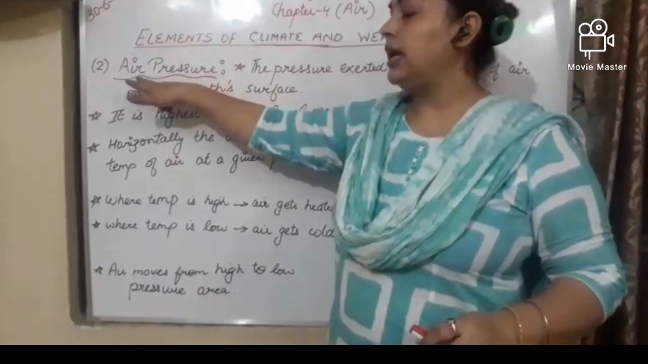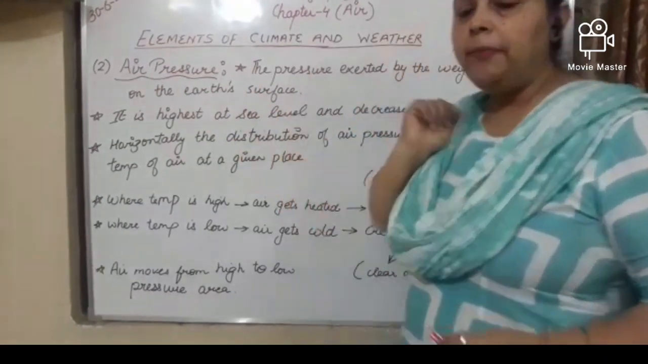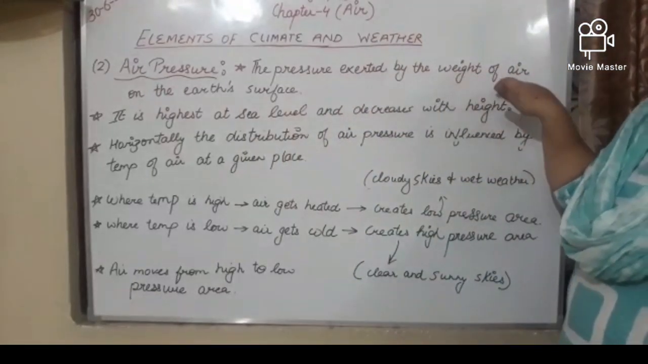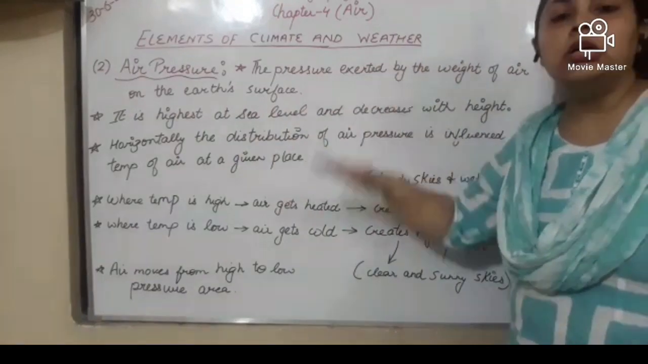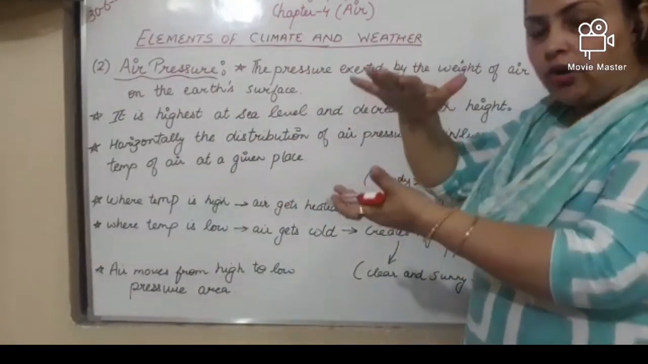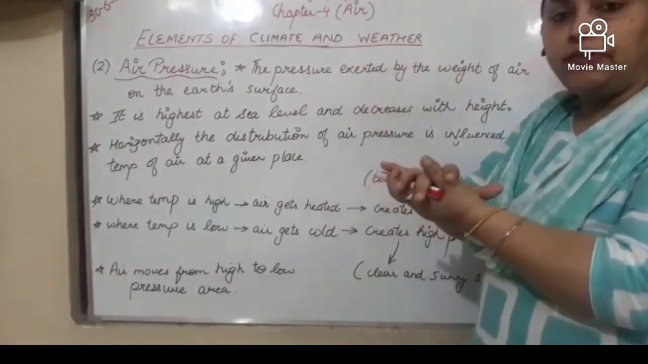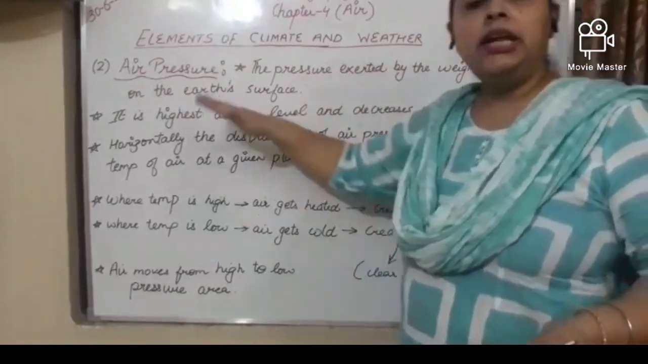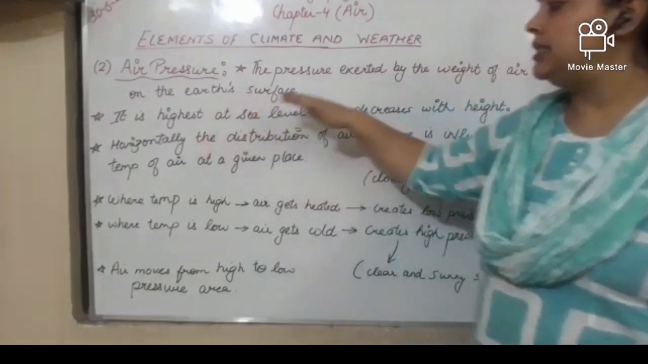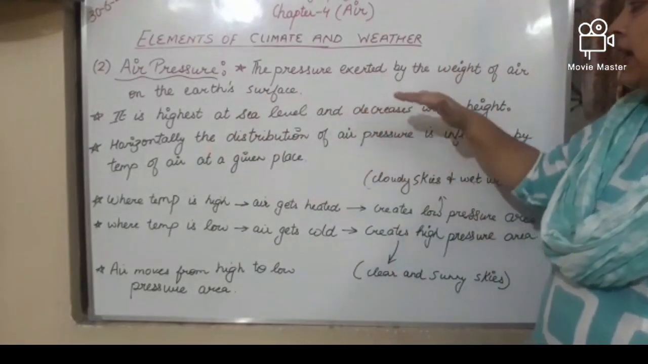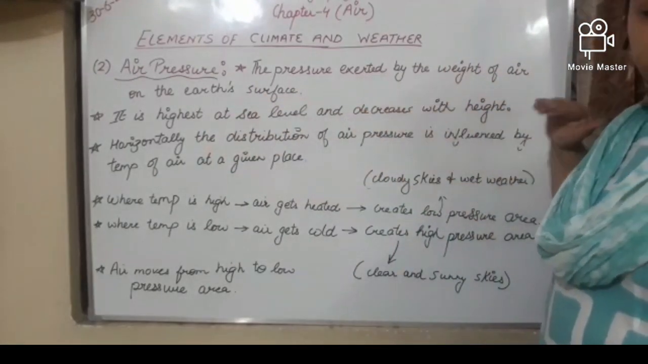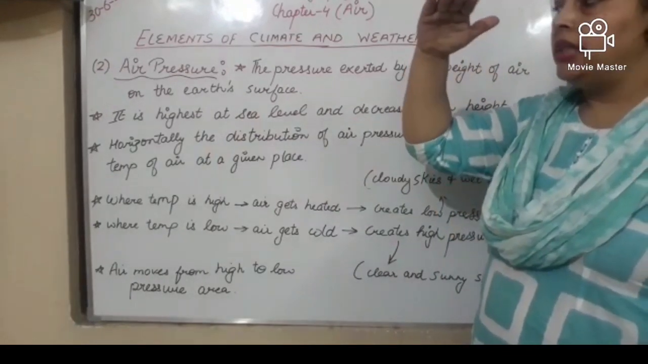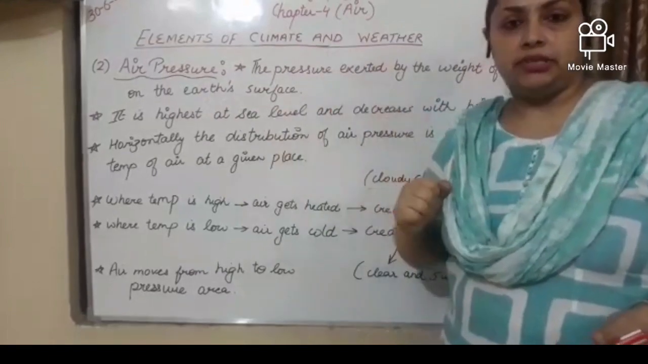The next element is air pressure. Air pressure is basically the pressure exerted by the weight of air on the earth's surface. What is the weight of the air on the earth's surface? That is known as air pressure. Next, it is highest at sea level and decreases with height. When we go higher in height, the air pressure decreases.